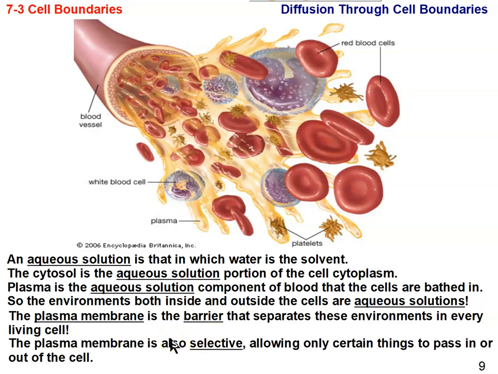The plasma membrane not only separates those solutions, but it also selects. It's selective in what it allows to come into the cell and what it allows to leave the cell. The bottom line is that life is an aqueous solution. Life arose in water, and life continues to have water inside every living cell.